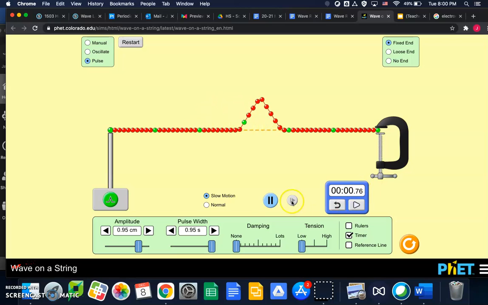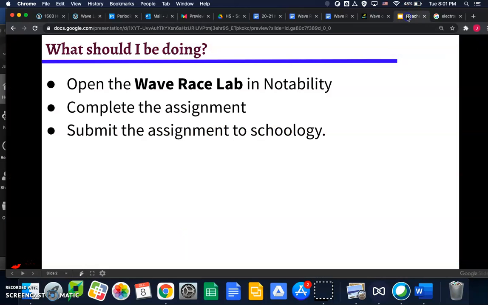And of course, my reaction time is going to be a little bit slow because I got to go from the pulse to over here. But the pulse width should have come out to be 0.95. The pulse width is just how much time it takes it to go all the way up and then all the way down. Okay, so then how does that relate to wavelength? Remember that wavelength is just the distance from the bottom to the bottom of the wave, or the top to the top. So let's see what that looks like on the slideshow here.